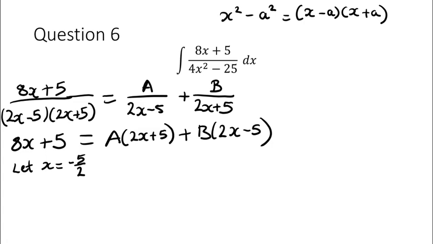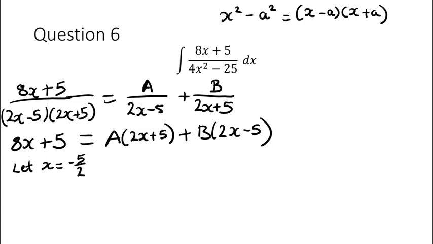Now, why am I choosing minus 5 over 2? Well, that's because when I substitute it into 2x plus 5, that bracket is just going to go to 0. 2 times minus 5 over 2 plus 5 equals 0. So that's going to eliminate the a, and that's just going to allow me to find what the value of b is.